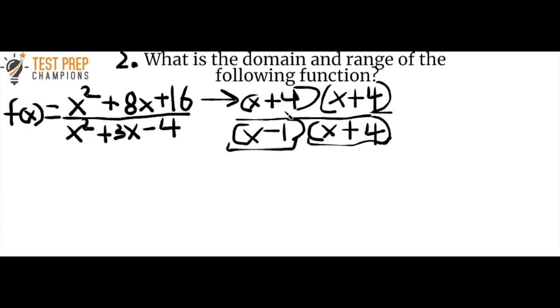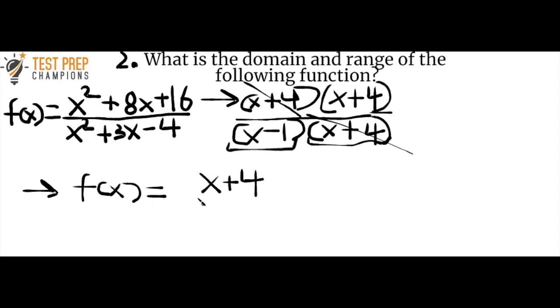So if we go back to the original part of the problem, where I took the two quadratic equations and factored them, we see that we've got x plus 4 and x plus 4. Since we've got an x plus 4 up here in our numerator and an x plus 4 down here in our denominator, we can actually cancel these out. When we cancel these out, we can rewrite f of x as equal to x plus 4 divided by x minus 1. And this is really where the magic happens.